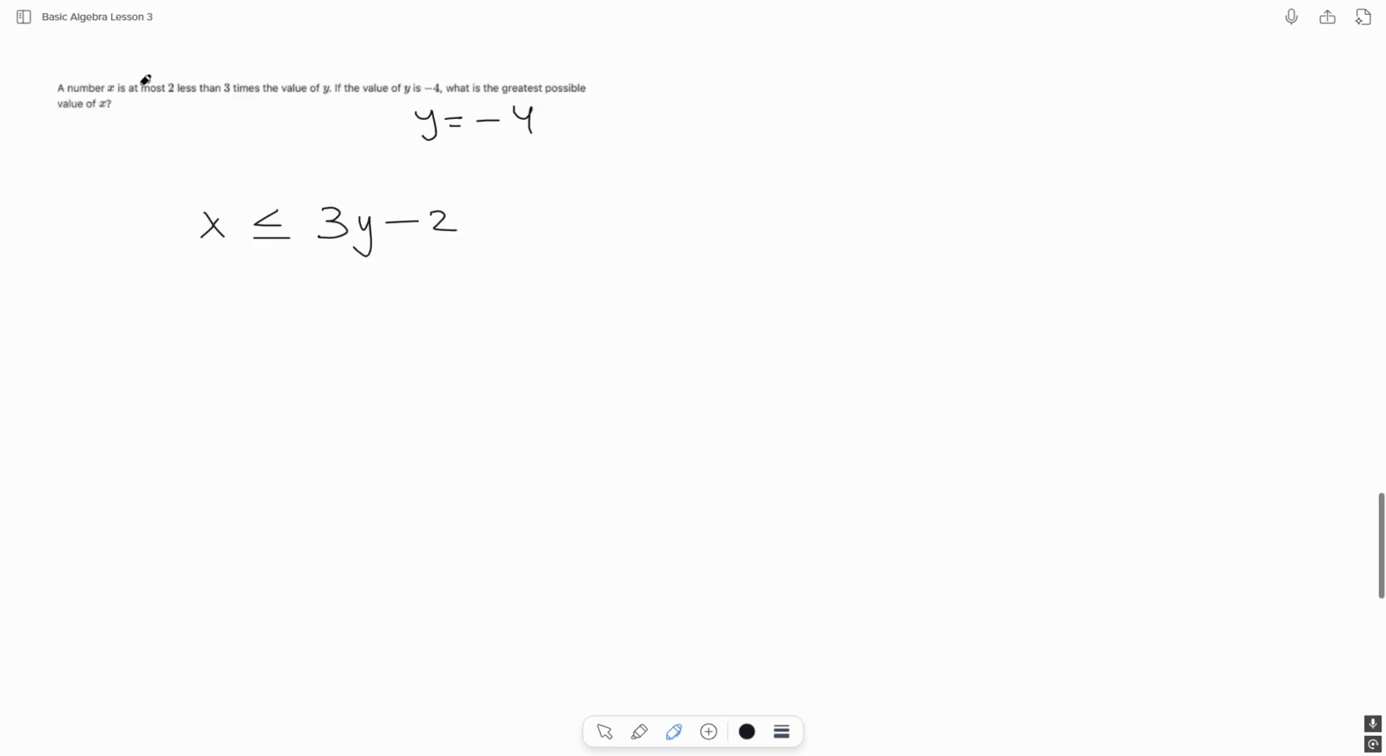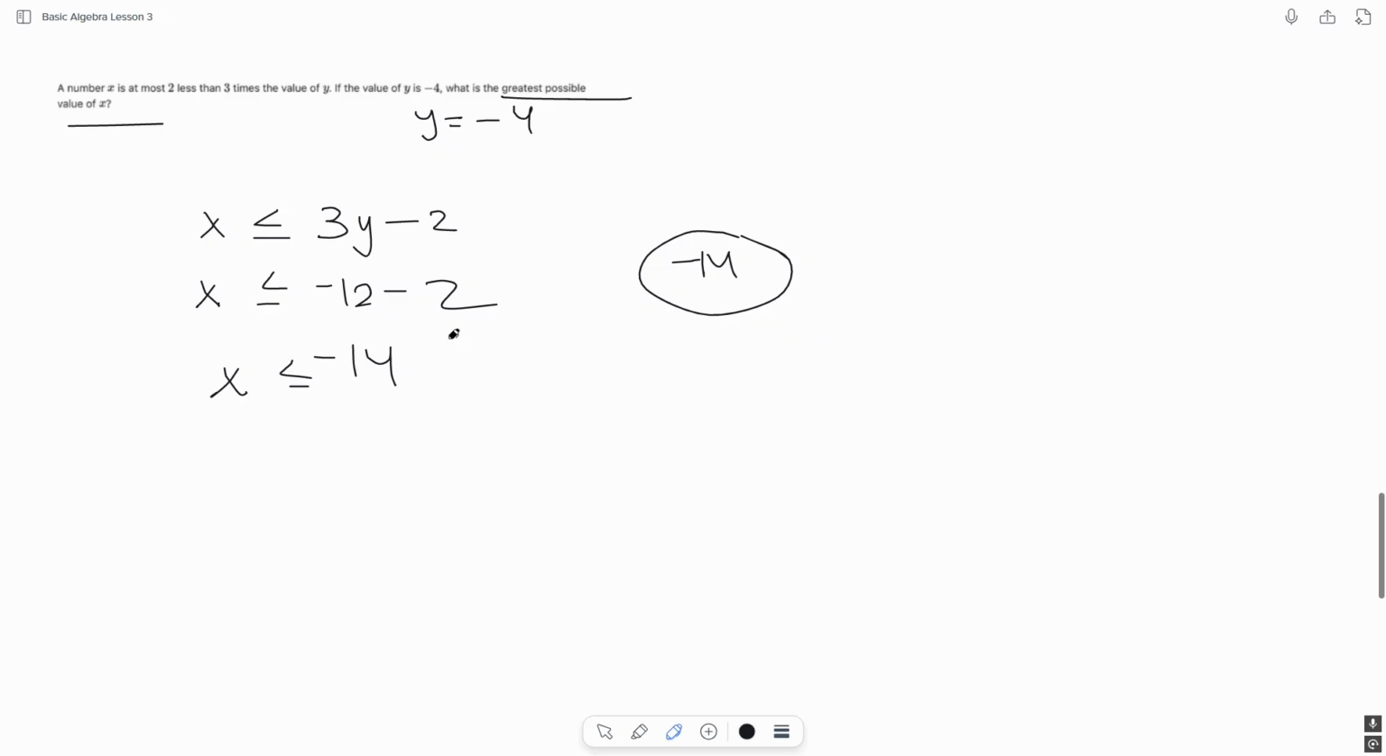3 times the value of Y, 2 less than that. Hopefully that makes sense. And then you know that Y equals -4, so this is actually going to turn into -12 minus 2. So X has to be less than or equal to -14, which means the greatest possible value for X is -14, right?